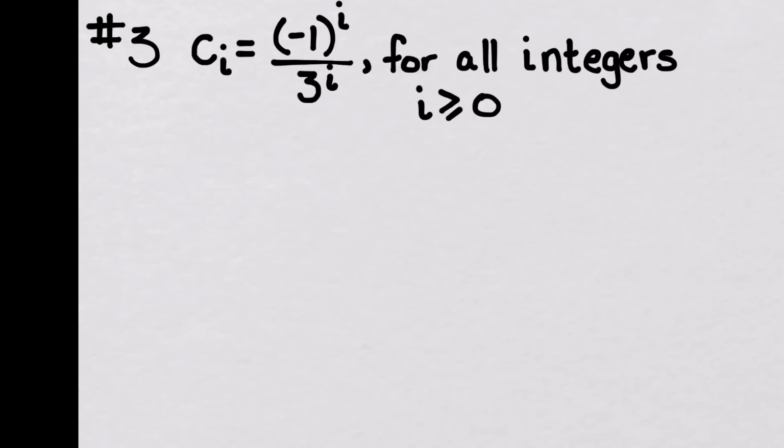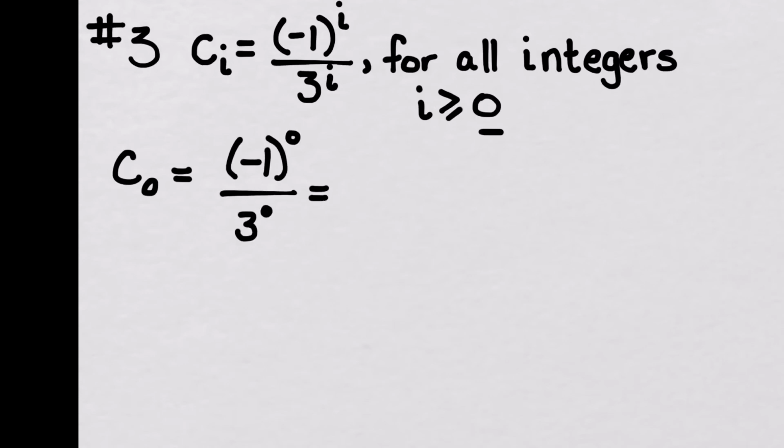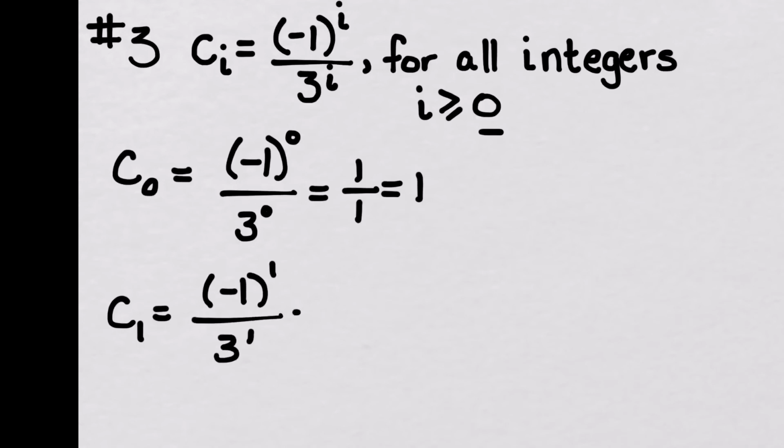Now in this case, we see that I is greater than or equal to 0 rather than 1. So that's fine. We'll start with C sub 0 then. And we get negative 1 to the 0 over 3 to the 0. And that gives me 1 over 1, which is 1. C sub 1 is negative 1 to the 1 over 3 to the 1, and that's negative 1 over 3, which is negative 1/3.